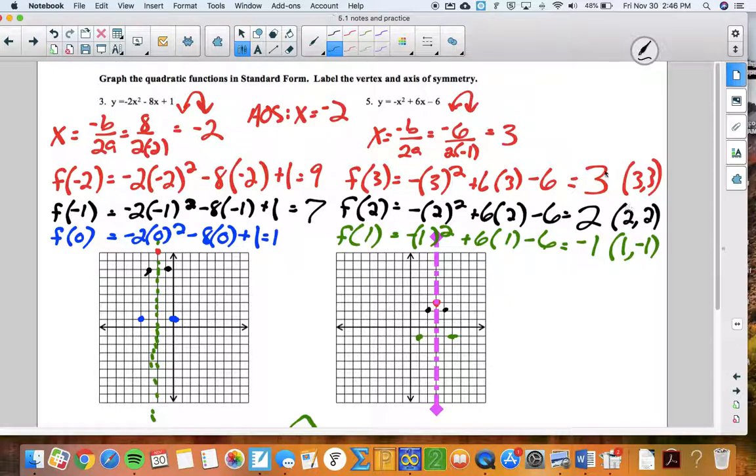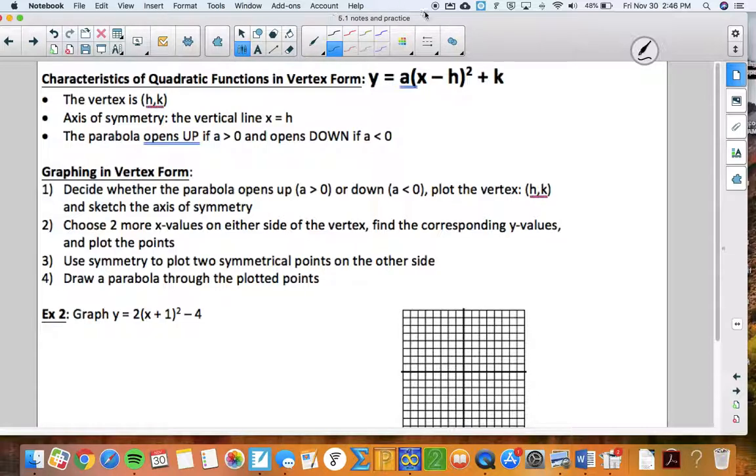There we go. All right, I think that's it for this section. Yeah, let's try graphing another set in another.